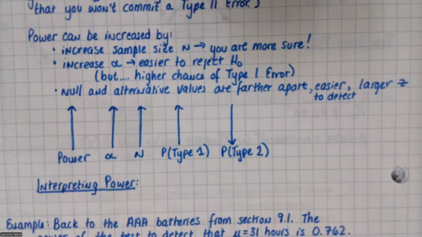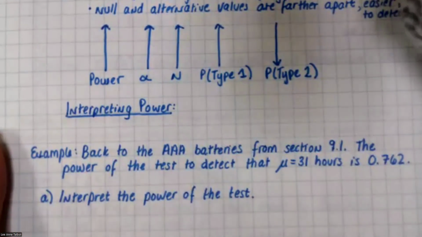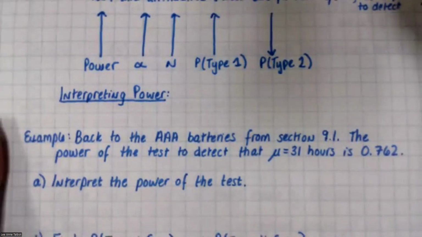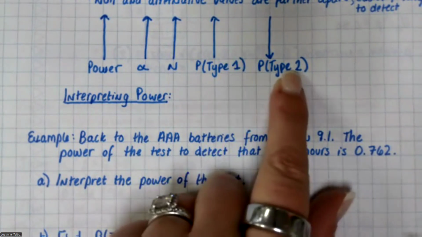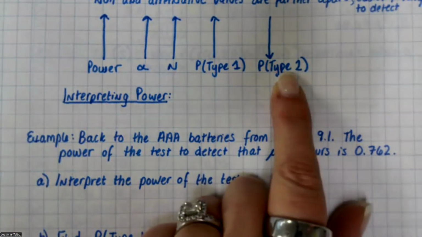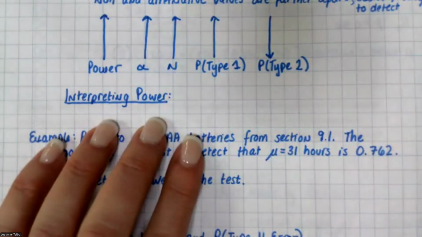Probability of type 2 does not play nice because type 1 and type 2 have an inverse relationship. So as one gets bigger, the other one gets smaller. Everybody else goes with probability of type 1. Put a little star next to that or something. That's something you're going to want to come back and look at later. Remember who affects what and which way. Everybody goes the same way, except probability of type 2, which goes the opposite way. Okay, now we're going to do our power sentence.